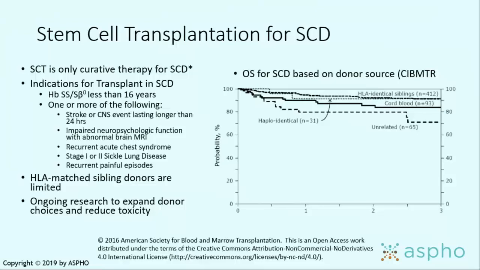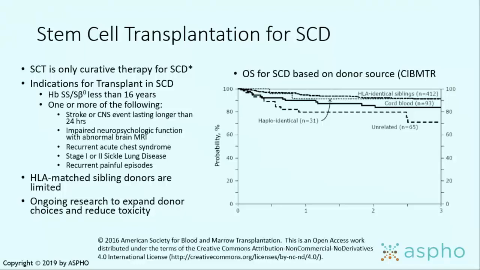Stem cell transplantation. So right now that is our only curative therapy for sickle cell disease. The main indications for transplant right now have been with patients less than 16 years of age who've had a stroke or impaired neurologic function, recurrent acute chest syndrome, bad sickle lung disease, recurrent painful episodes. HLA-matched sibling donors are limited, and so there are ongoing trials looking at other types of donors.